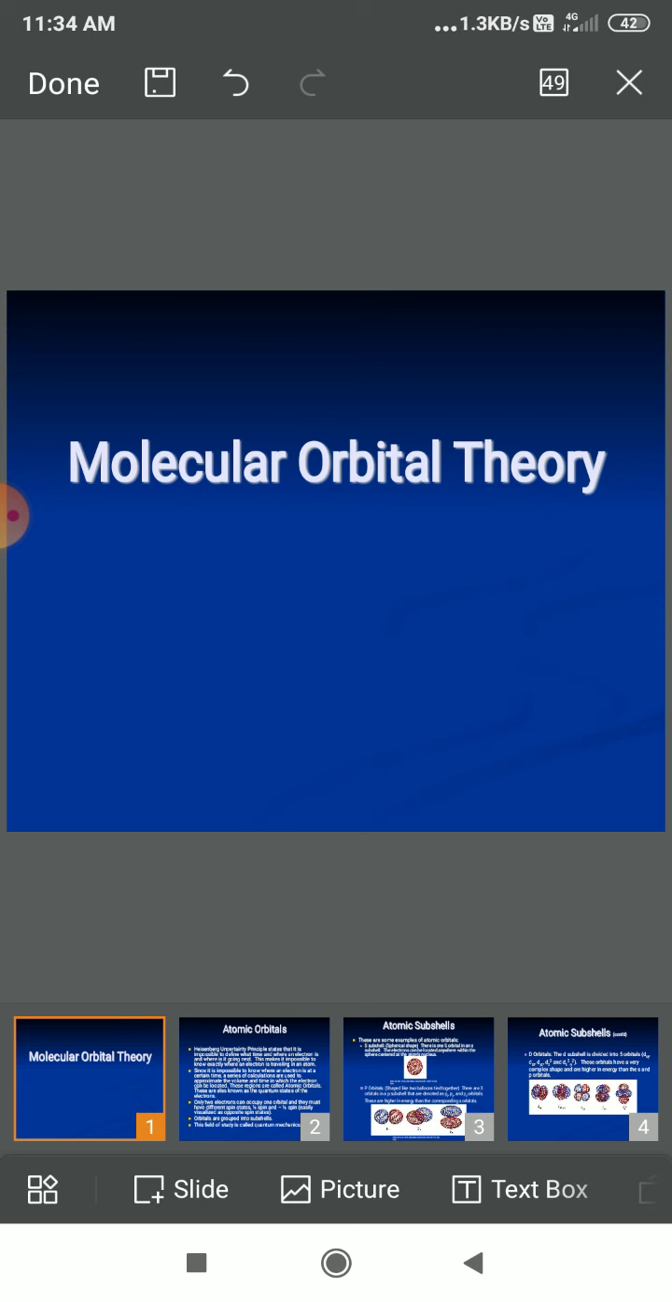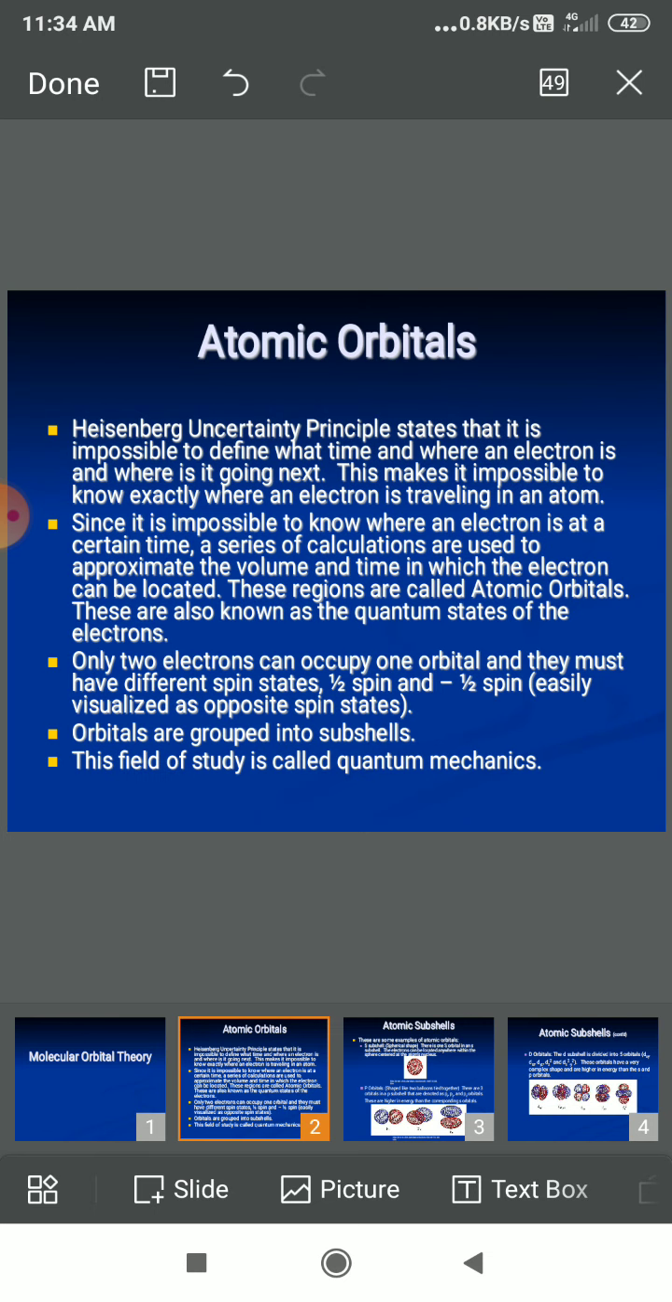My topic is molecular orbital theory. First, atomic orbitals. What do you mean by atomic orbitals? There are some important points given as follows.